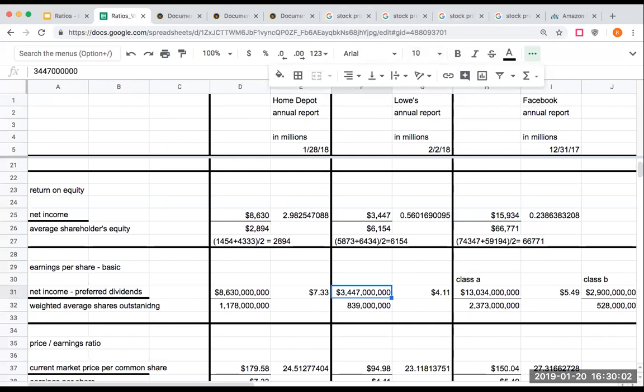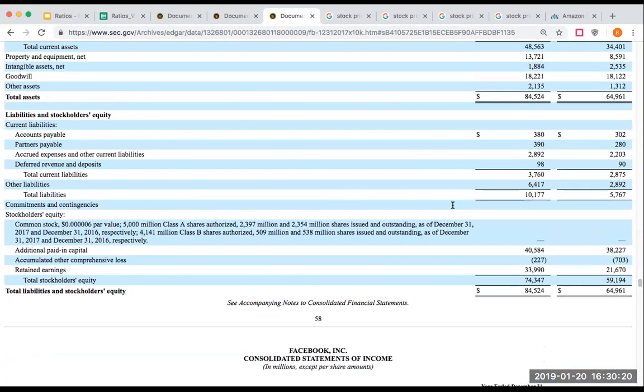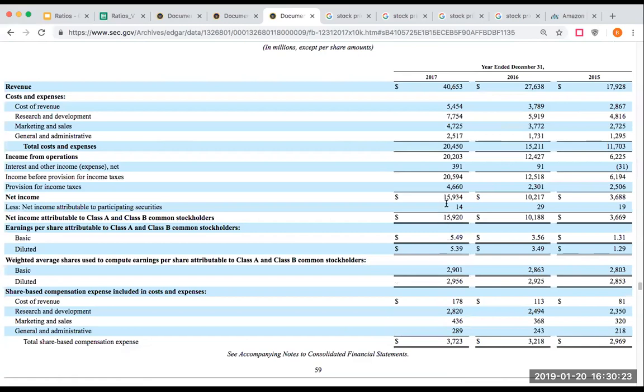And then lastly, we have Facebook, which for its stock over here, what is interesting is that Facebook has two different classes of stock. If I take the total amount of the income, and this is 15.9 billion, which comes from right over here, divided by the total number of weighted average shares outstanding, this is what I end up getting in terms of the earnings per share on a basic and then on a diluted basis.